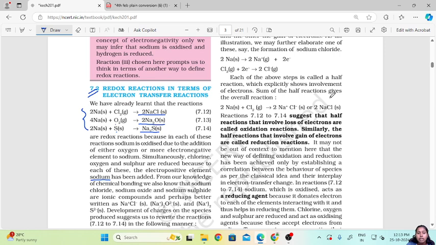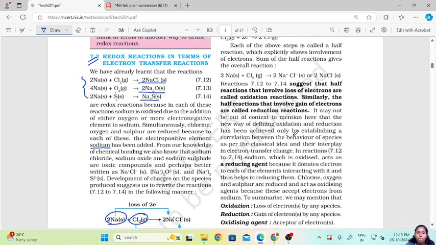Now this suggests that half reactions that involve loss of electrons are called oxidation reactions. Similarly, the half reactions that involve gain of electrons are called reduction reactions. So, as I told you earlier, the ones which are losing electrons are called oxidation reactions, and the ones which are gaining electrons are called reduction reactions.